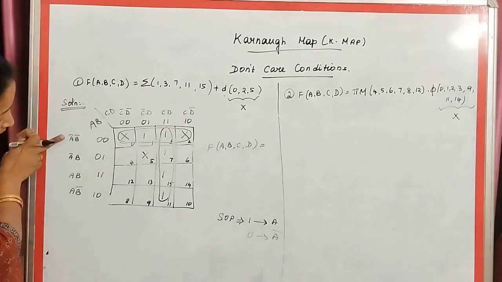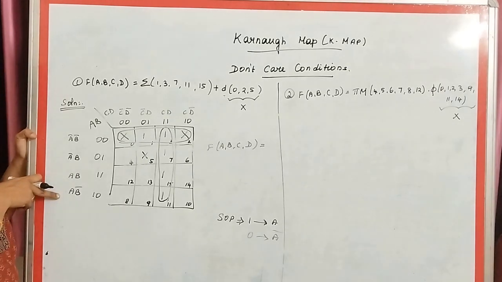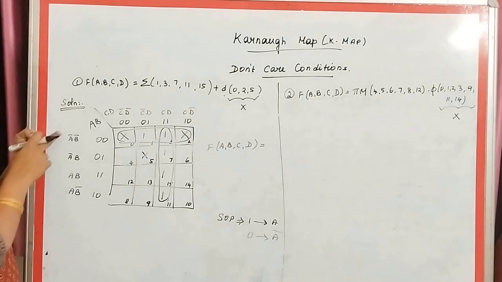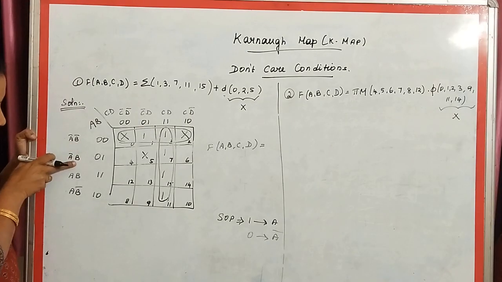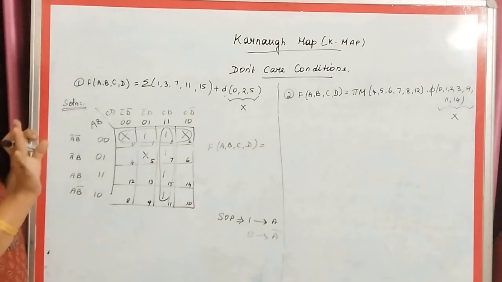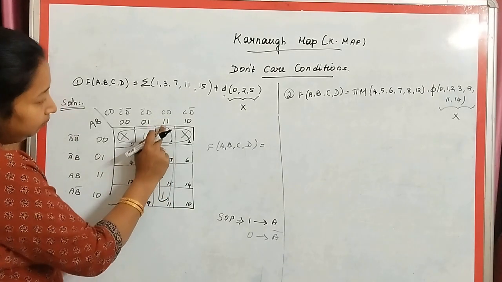Here, the first two terms are A bar and the second two terms are A. So it is not common here. It is differing, so we will ignore the first element. Let's check the second element now. Here it is B bar, here it is B. Initially itself it's a difference, so we will ignore it. Now go for the horizontal.